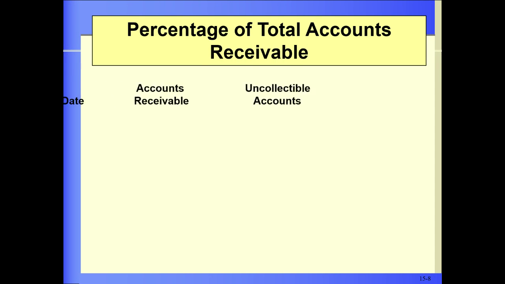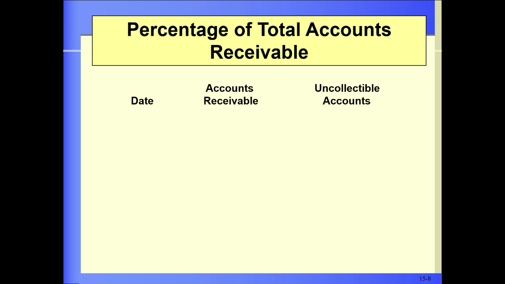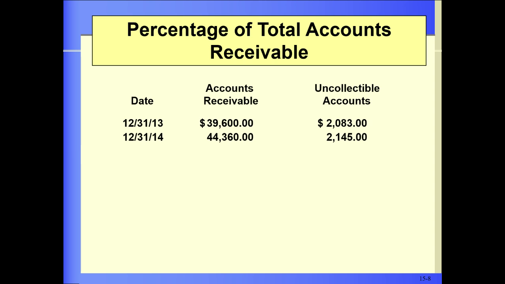So let's look at how we estimate our percentage of total accounts receivable. What we're going to do is take a look at our history with regards to our balances in accounts receivable at the end of the year and the amount that was uncollectible for that particular year.